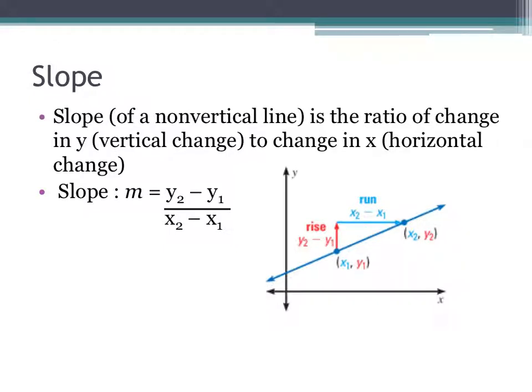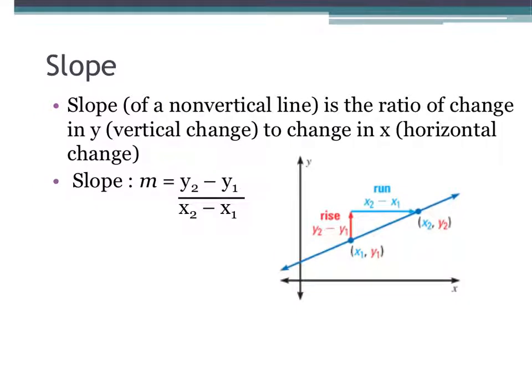The change in y will be a vertical change. The change in x is going to be a horizontal change. And slope is usually indicated by a lowercase italicized letter m. The formula for slope is y2 minus y1 over x2 minus x1. You probably also learned that slope is rise over run, and that's what's written in red and blue over there in the graph. So rise over run.